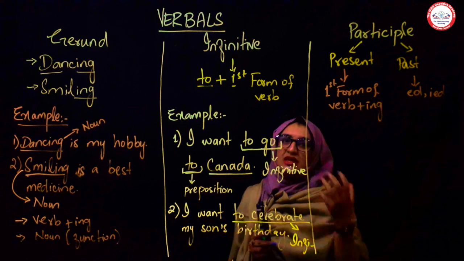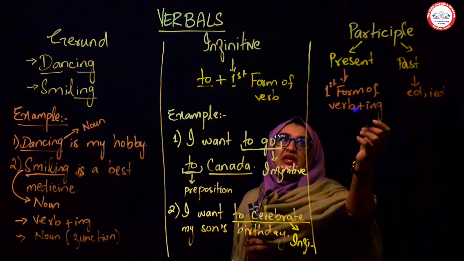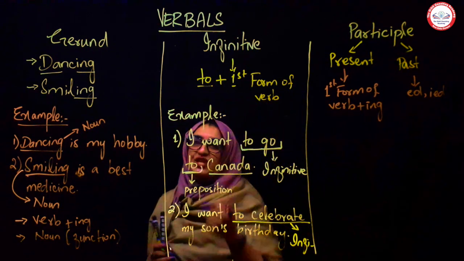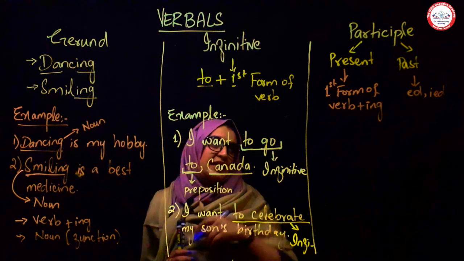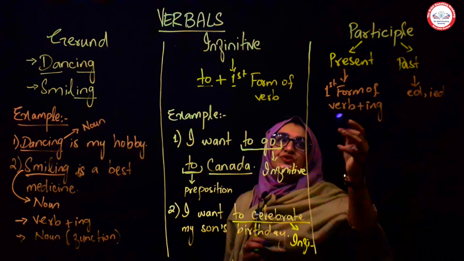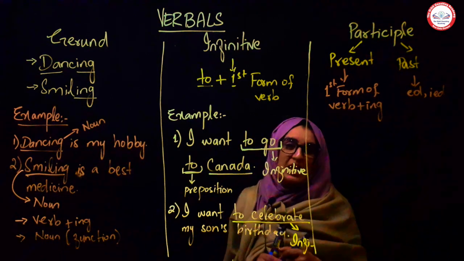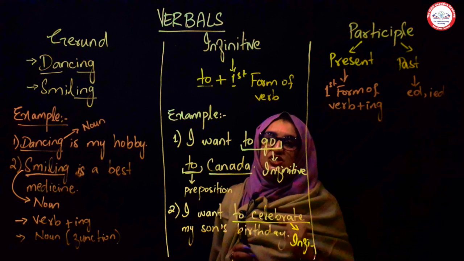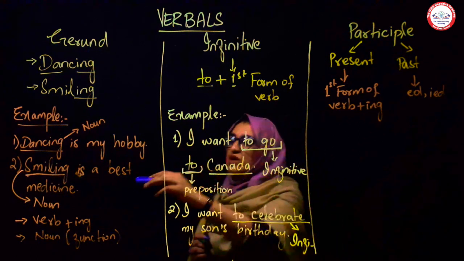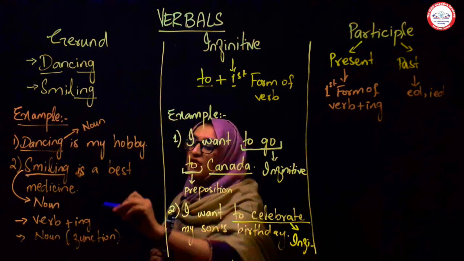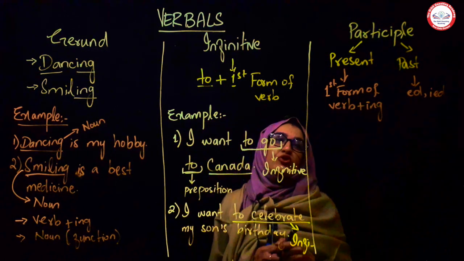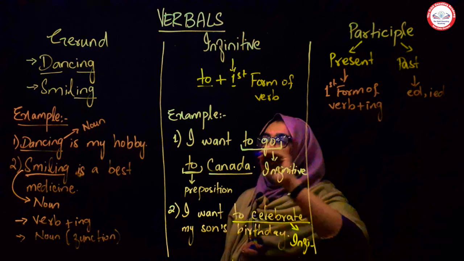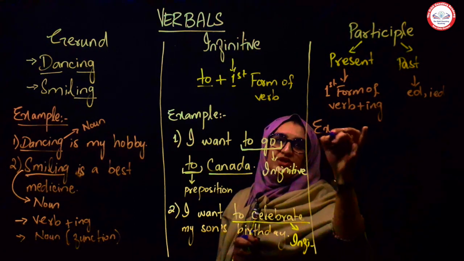Now you must be thinking what is the difference between a present participle and a gerund, because over here we have already used first form of verb plus ing and over here we are using first form of verb plus ing as well. So again we need to see the function of these verbs. In gerund we have seen that it performs the function of a noun, while in present participle it performs the function of an action verb. Let's take an example of this one as well.